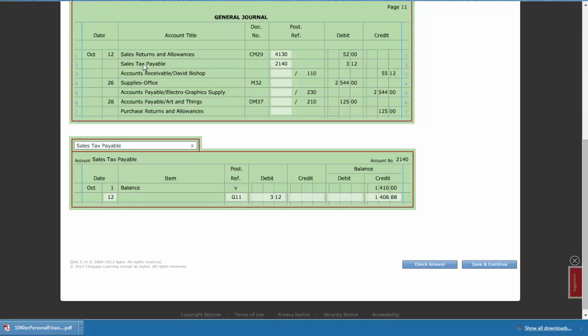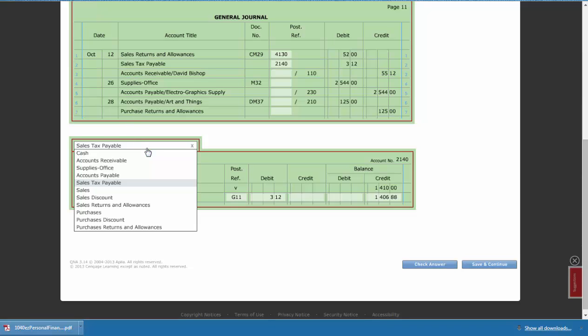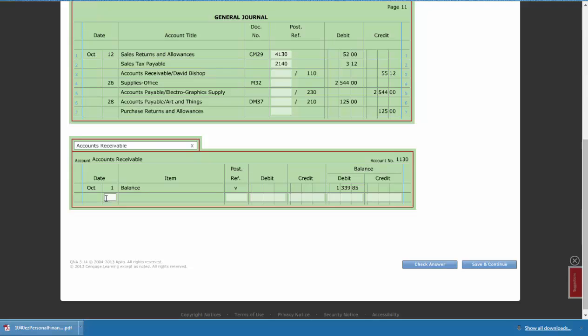And then the last one we post to is our controlling account, accounts receivable. The date is the 12th. G11, sorry. And we are crediting accounts receivable $55.12 because David Bishop returned product to us. Previously, my total value that I should have been receiving from all my customers would have been $1,339.85. David returned $55.12. So now the total amount that I should receive from my customers is $1,284.73. I subtract off the value of what David returned.